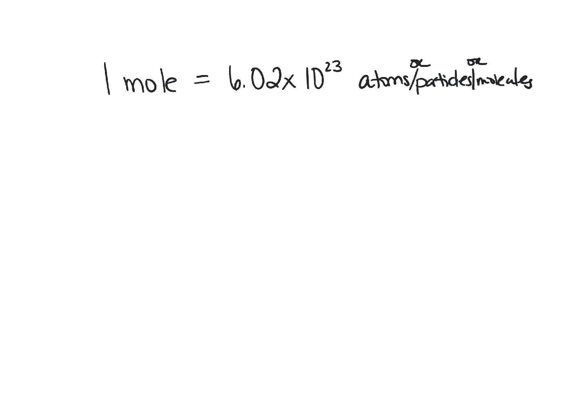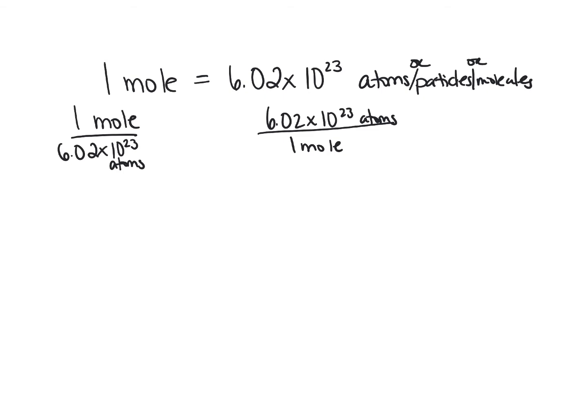So you can take this relationship right here and turn it into two different conversion factors. And so here's my two different conversion factors. 1 mole over 6.02 times 10 to the 23rd atoms, or 6.02 times 10 to the 23rd atoms over 1 mole. And you're going to have to figure out which of these conversion factors you're going to use, and it's going to be based on what you're given.